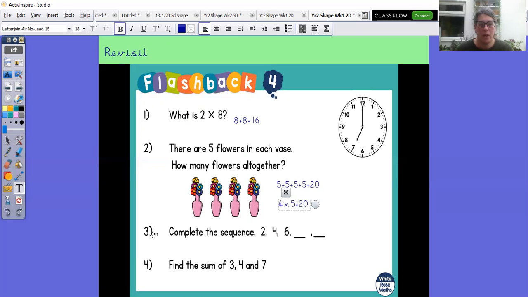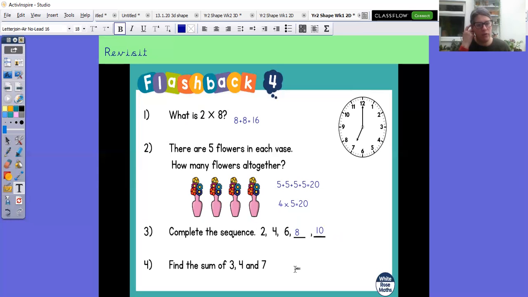Number 3, complete the sequence. 2, 4, 6. What are the next 2 numbers? Well, as you can see from the first 3, we are counting in 2s. So it will be 2, 4, 6, 8, and 10.